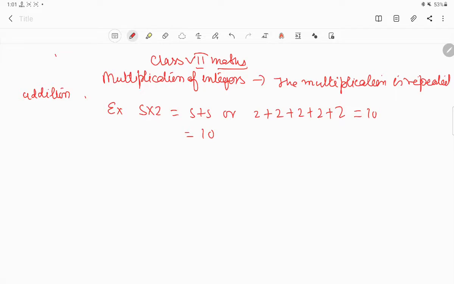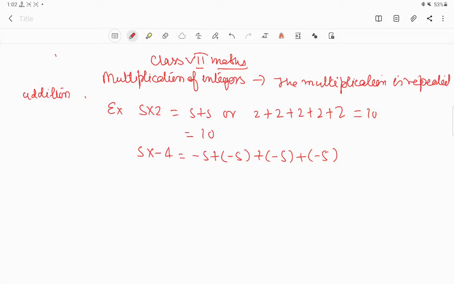And let us see one more example for the negative. 5 into minus 4 means minus 5 added 4 times, or minus 4 added 5 times. That is the same. So we can say that multiplication is the repeated addition.